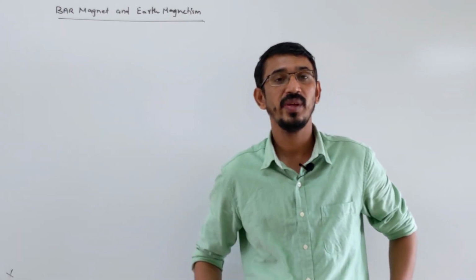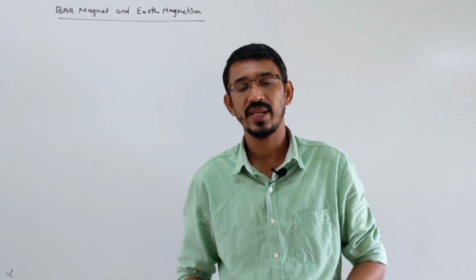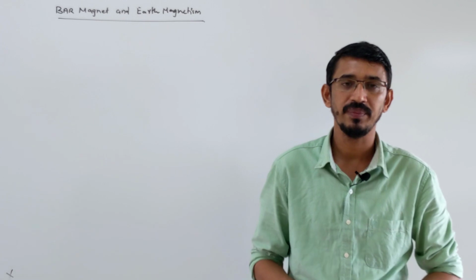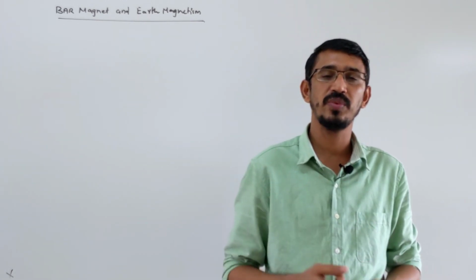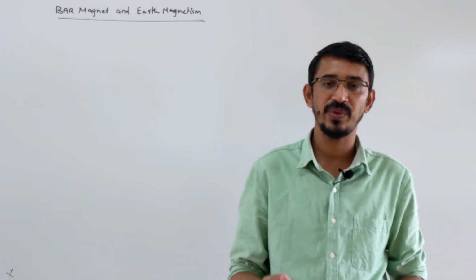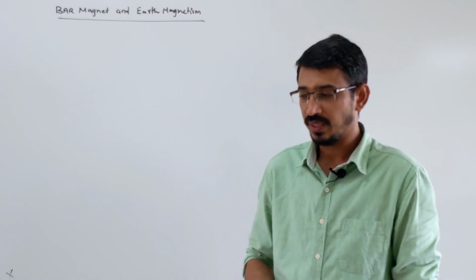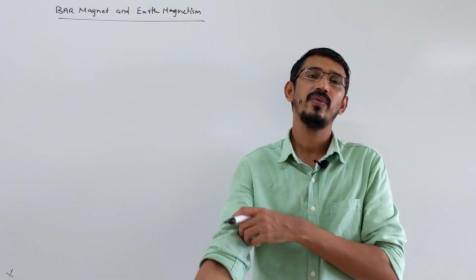In the previous lecture we already learned some basics about Earth's magnetism. We learned some definitions like the angle of declination, the angle of dip, and the horizontal and vertical components of Earth's magnetic field. Then we learned some instruments like the tangent galvanometer and the vibration magnetometer, and the last point we discussed was neutral points.